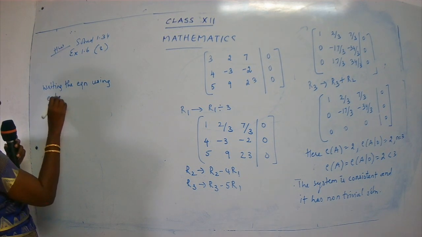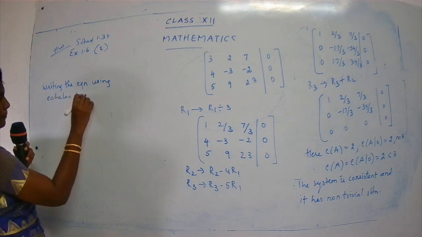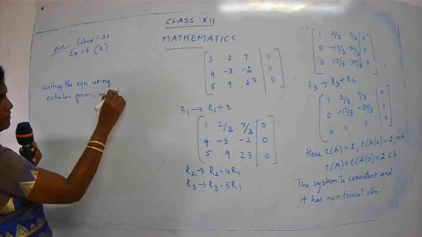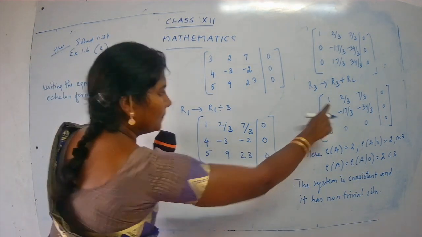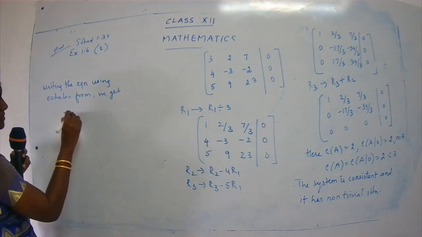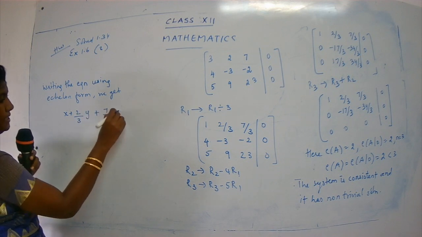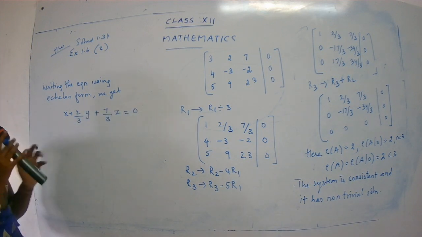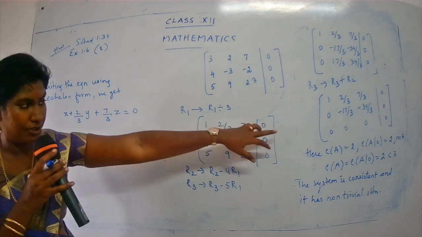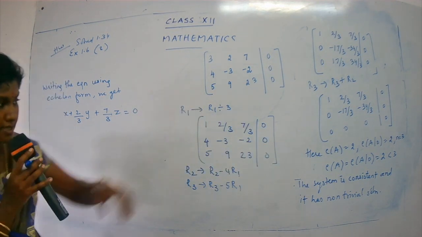Writing the equation using equivalent form, we get, what is the first equation? x + (2/3)y + (7/3)z = 0. I hope the conversions are clear to you, children. We have taken two cases, yes?